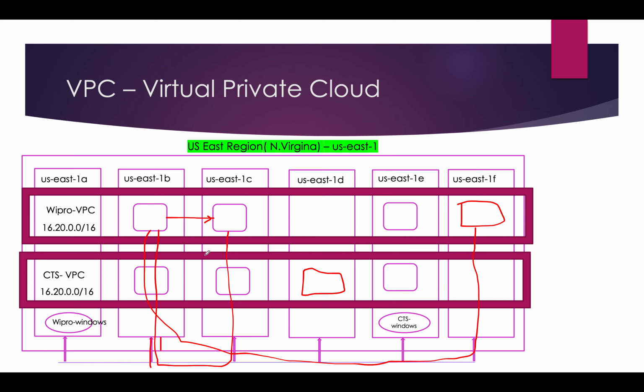a routing table. When you create a VPC, a default routing table will be created in order to communicate with your own EC2 instances, not with the outside public. Now let me remove this diagram once.